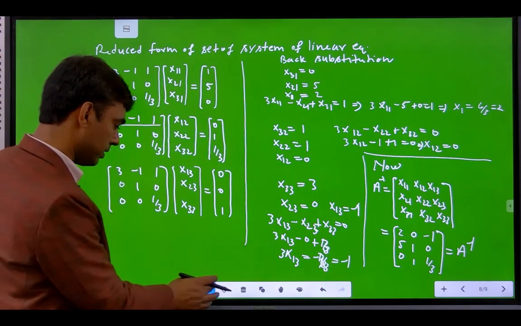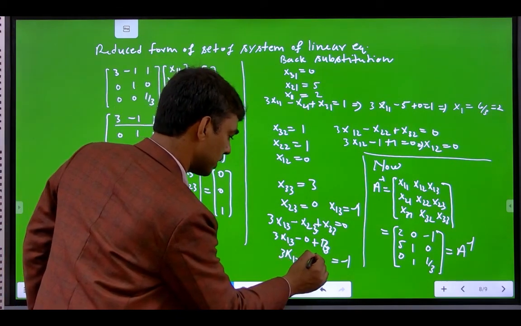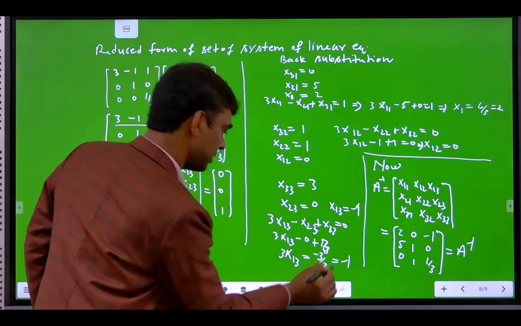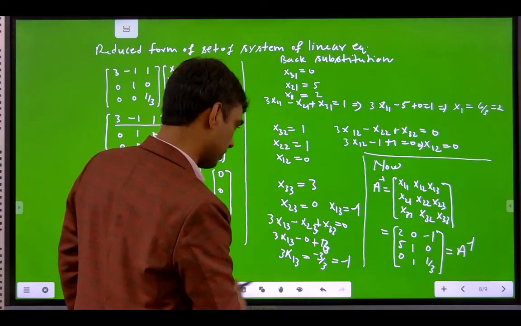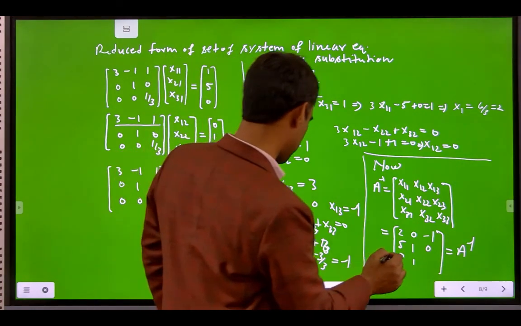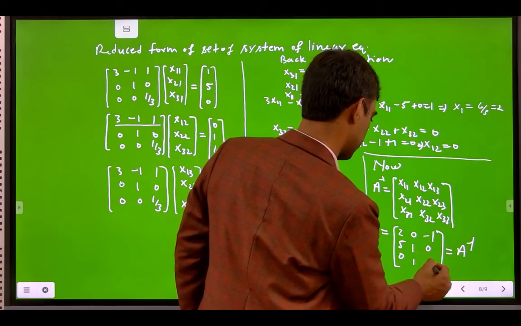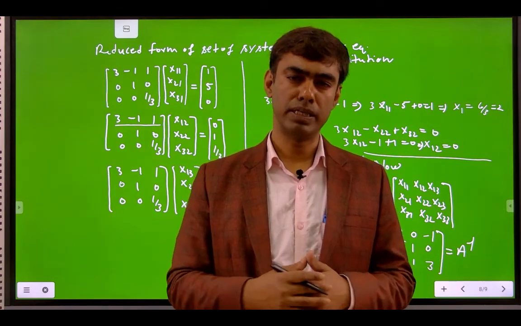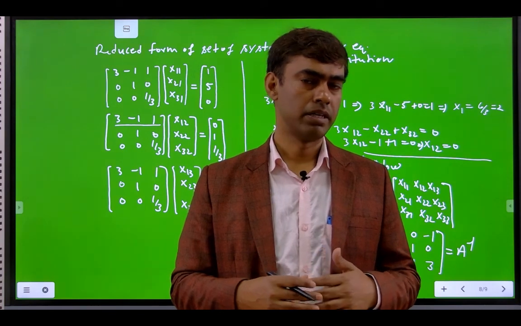So if we write correctly here, we write minus 3 by 3, which is minus 1. So rather than that, we write minus 1, 0, and here we write 3. So this is the value. This is how we find the A inverse with the help of the Gauss elimination method.